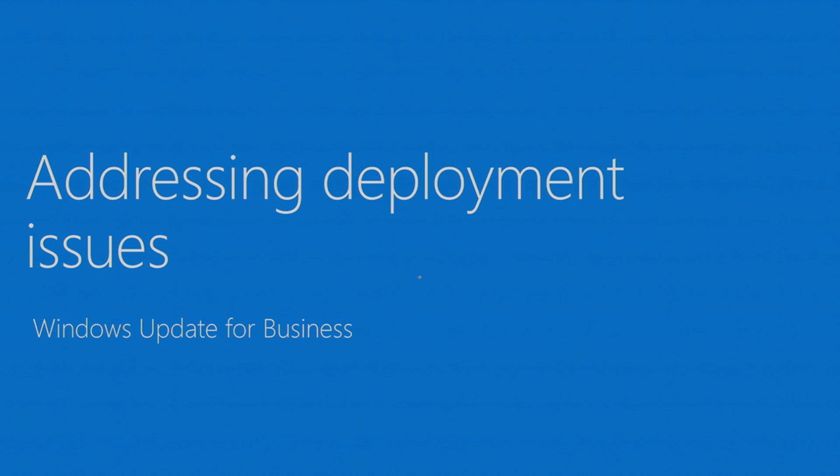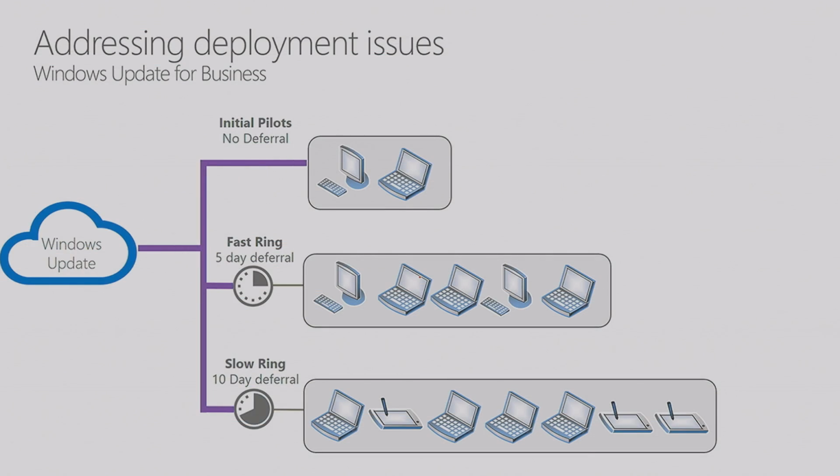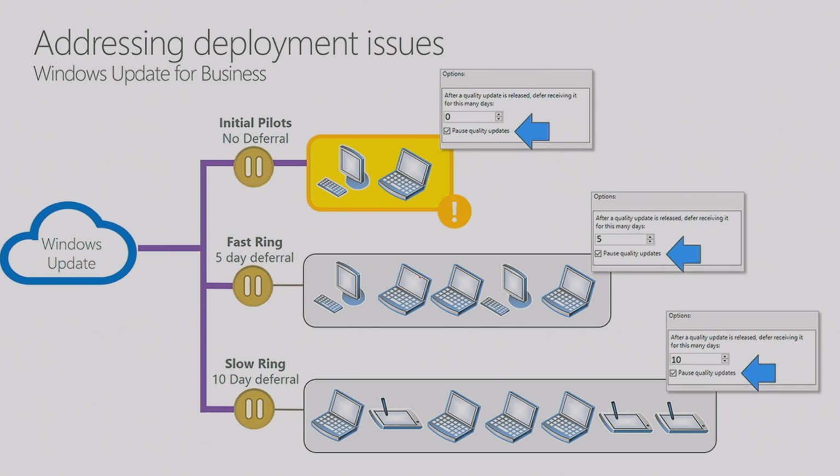So the question that always comes up is, what if something goes south or something goes wrong? So let me walk through that. Let's use the same rings that we had before. An update was released and hit this initial pilot branch. Uh-oh, we found a problem, whatever that problem is. What we have is the ability for you to be able to pause updates. And you can pause all of your rings at once.